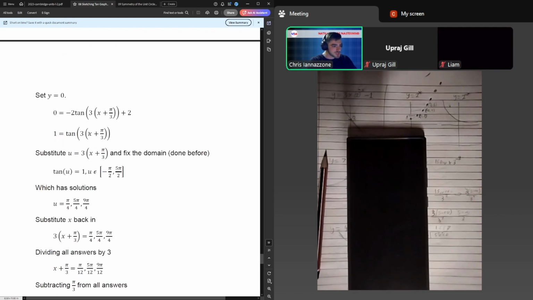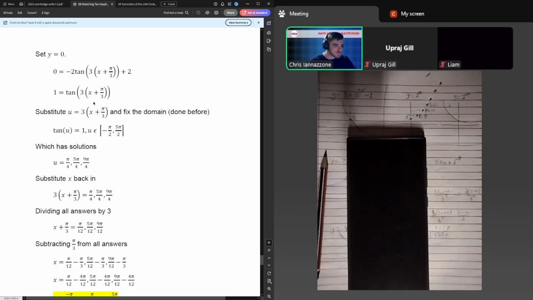Y equals 0, slightly different version. Now you're solving where tan is equal to 1. So again, this is a nice complex thing inside of here, so I'll do a substitution and fix up the domain. Good news is this has already been done. This is the same fix up that we did earlier, so you don't actually have to redo everything here. You can just nice and simply jump into this stage.